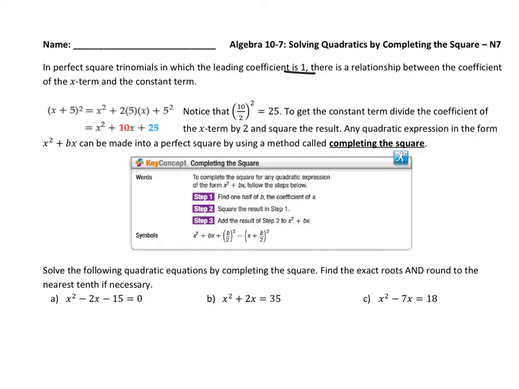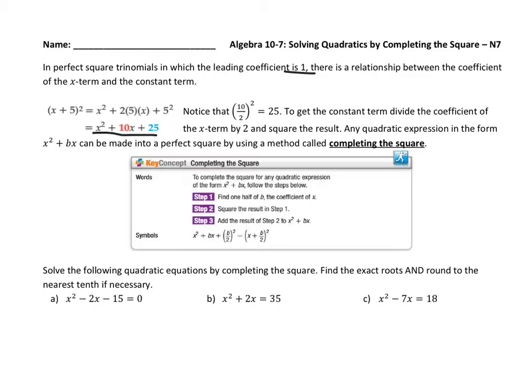So here we have (x + 5) squared. When we expand it, we get x squared plus 10x plus 25. Notice that 10 divided by 2, squared, equals 25. To get the constant term, divide the coefficient of the x term by 2 and square the result. Any quadratic expression in the form x squared plus bx can be made into a perfect square by using a method called completing the square.